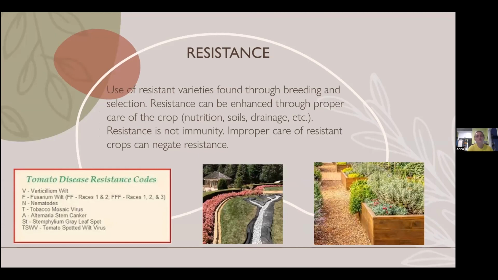Resistance, use of resistant varieties found through breeding and selection. Anyone who's cracked open a seed catalog will find little codes associated with different resistances that are bred or found in certain cultivars. So that can be a really handy tool. Proper care of the crop nutritionally through the soil, drainage, etc. Resistance is not immunity. So if you were to plant these tomatoes in an area where improper care is taking place, that can actually negate the resistance. So something to think about.